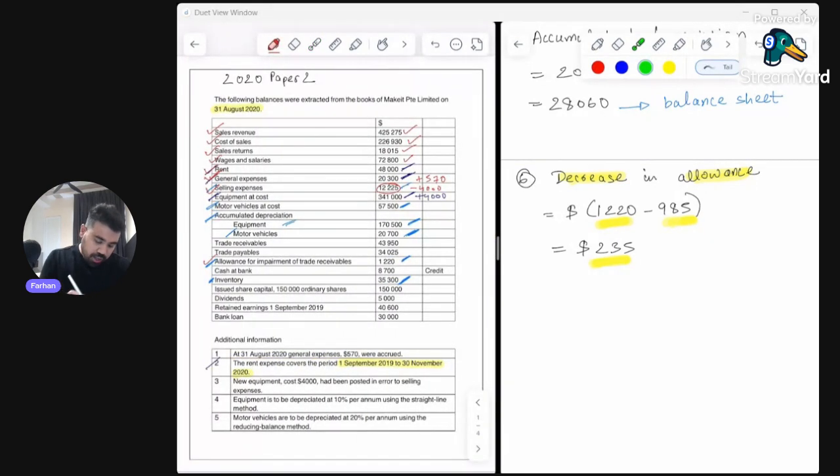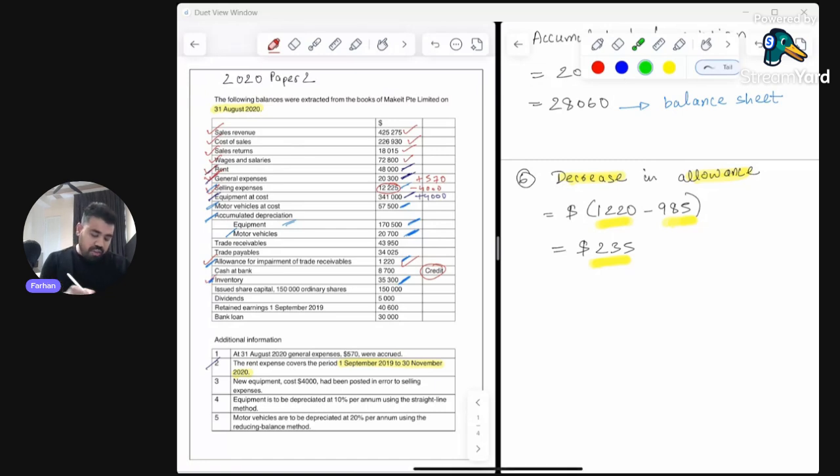Next, we have got the cash at bank, which is a current asset. Not really a current asset in this case because we have a credit balance, which means it's an overdraft and it is to be reported as a current liability when you prepare your balance sheet. But in the case of preparing an income statement, this is not essential.